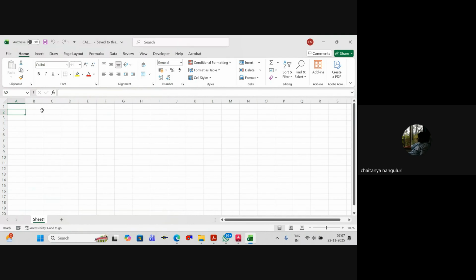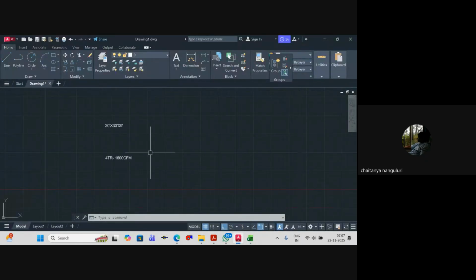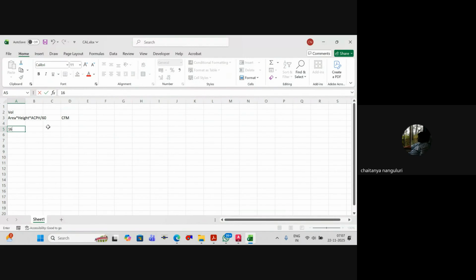So here, the volume is area into height into ACPH divided by 60, which will give you the CFM. Understood? But in this case, we already have the CFM. 1600 CFM is the total volume of air that the 4 TR ductable unit is discharging to the room space. So we already have 1600 CFM.